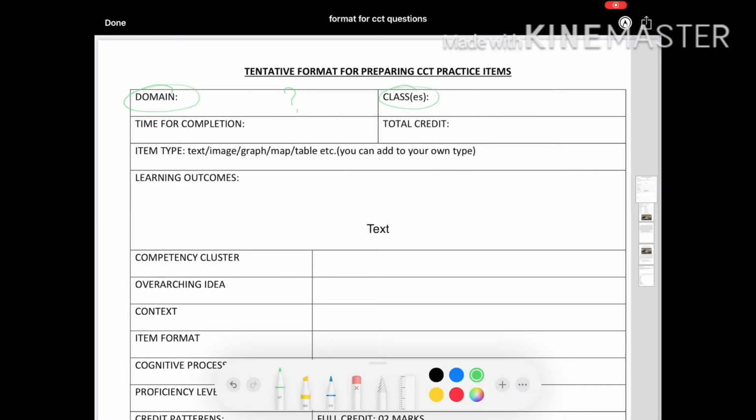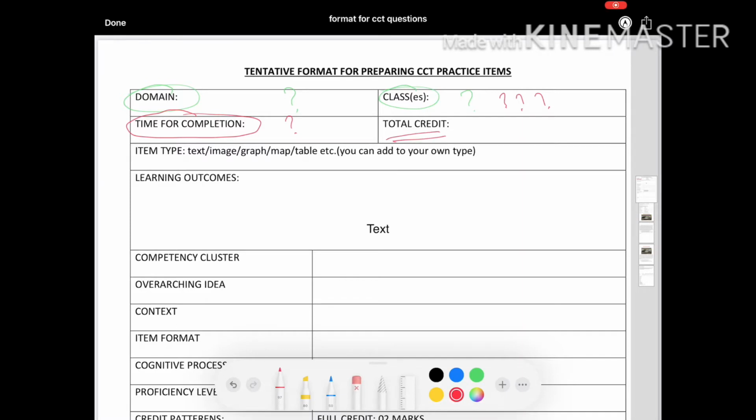Next is classes. For which class you are preparing the question, that you have to write here. If you are preparing the question on a particular topic which suits for more than one class, then you can write the name of all such classes here. Next is time for completion. For solving the questions by students, how much expected time a student needs, that you have to write here. It may vary from 5 minutes to 15 minutes.